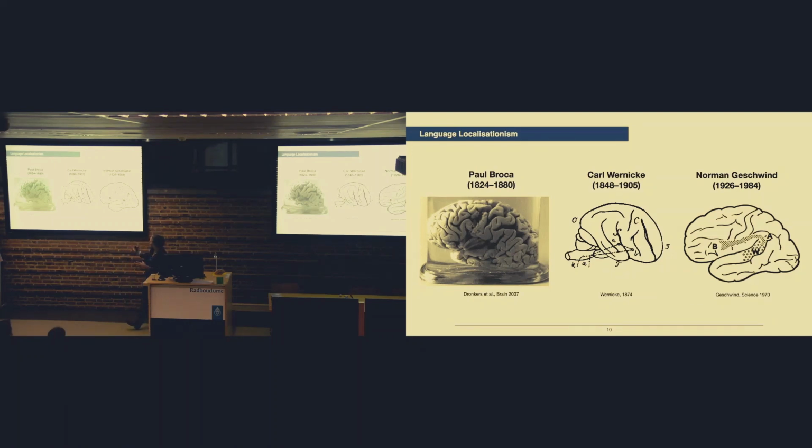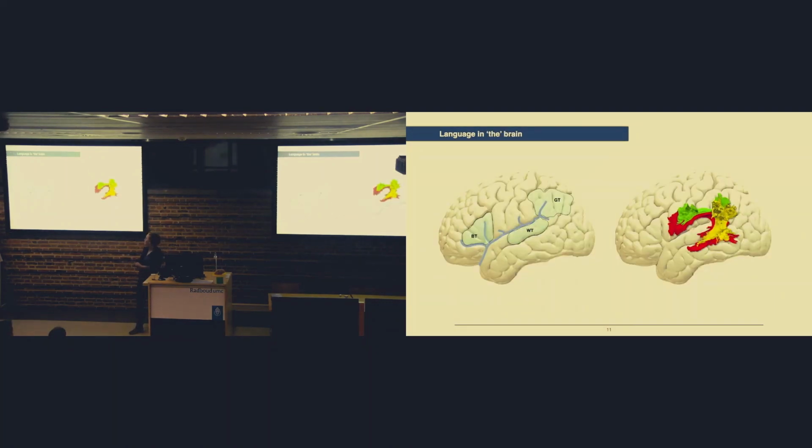So this is what we know about language localizationism. Now, putting that all together, we came up with these areas and definitions of language in the brain. If you ask a random neuroscientist about what is language in the brain, you get Broca's area, you get Wernicke's, you get Geschwind's, and they're connected by the arcuate fasciculus. But there is a problem with that model. And the problem is that we are all different.